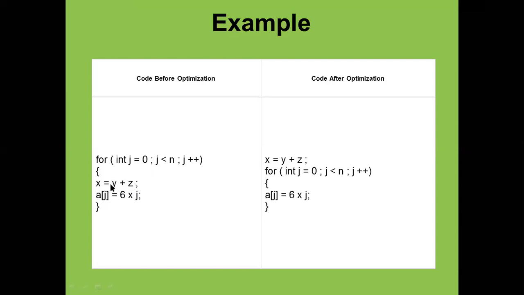This has no dependency on this loop because there is no involvement of j anywhere, neither in x, nor in y, nor in z. So this expression has no dependency on the counter j. So there is no need to write x is equal to y plus z here. We must write this above the for loop.